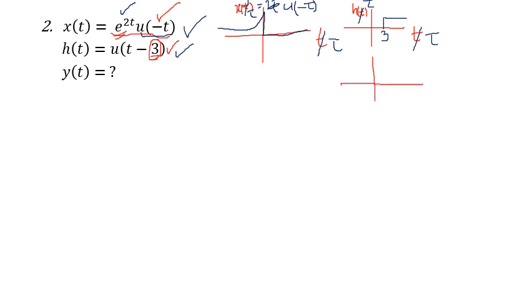I hope you understand that, as if looking into a mirror, this signal will exist from minus infinity up to minus 3. This is 0, this is tau, and this is h of minus tau.